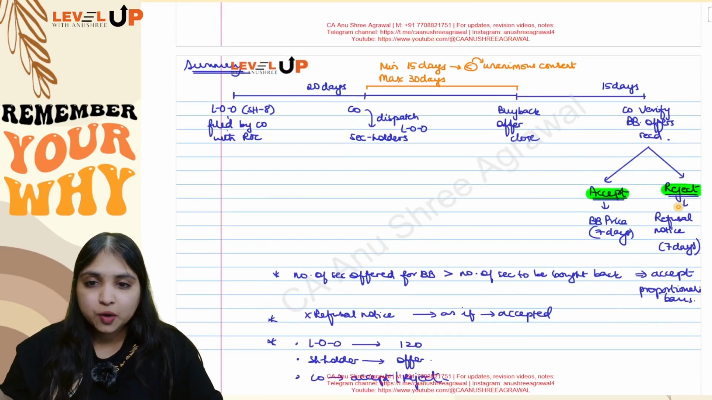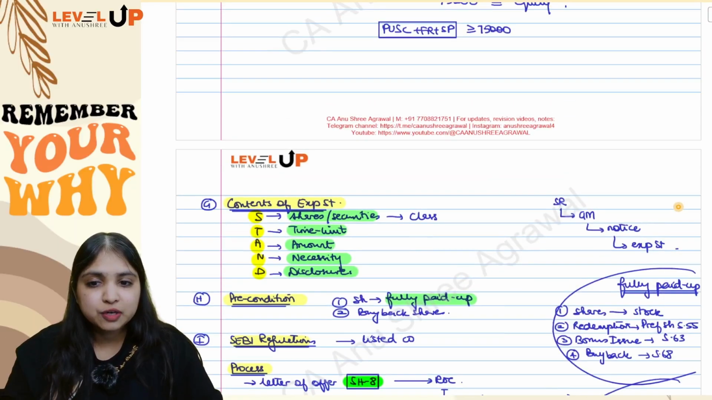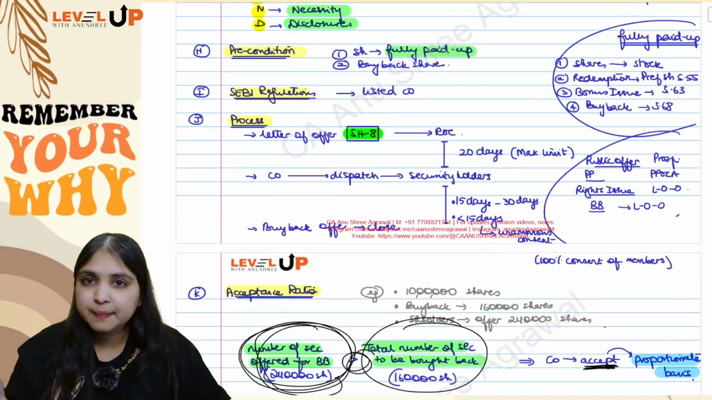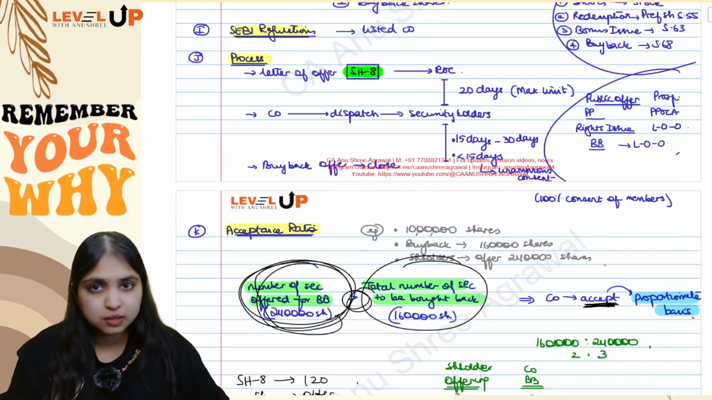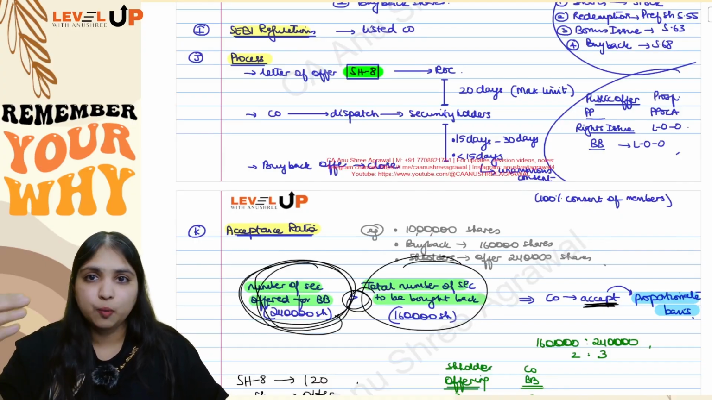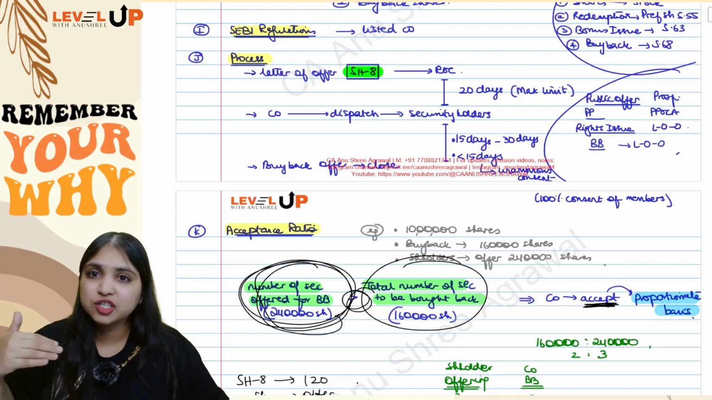Okay, so in the process, what are the points we learned? First of all, we learned that SH8 will be filed by the company with ROC. Then within 20 days, the company will dispatch SH8 to the security holders. Then the buyback period will open. The buyback period will remain open for minimum 15 days, maximum 30 days. Time limit and all will be written in SH8. In that period, the shareholders will offer their shares for buyback.